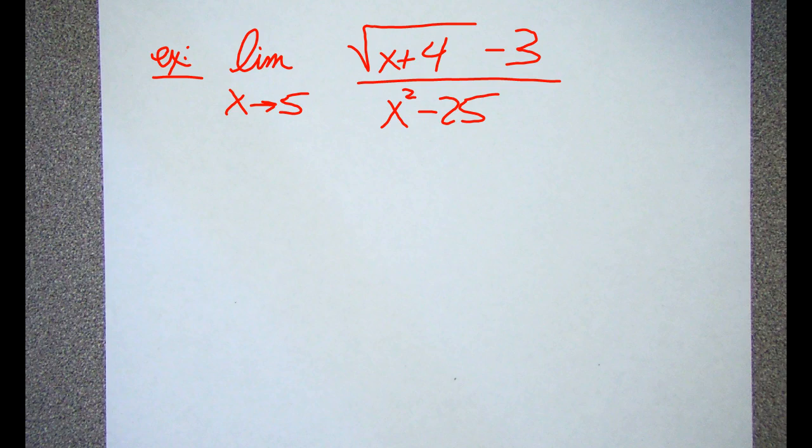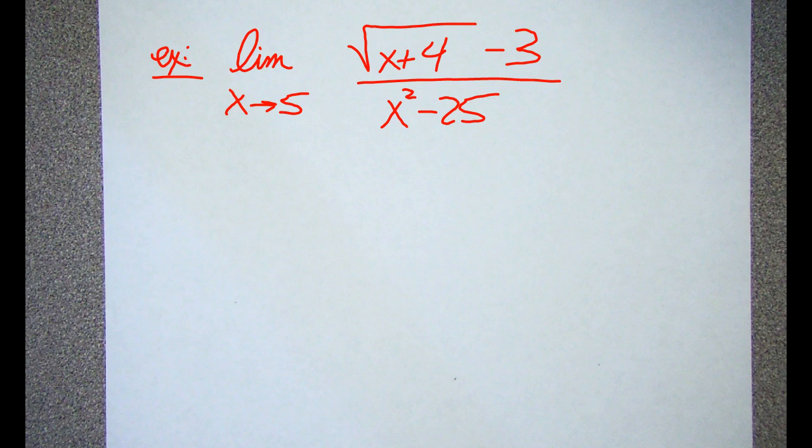Say I gave you that. So plug in 5, what happens? You get 0 at the bottom. Well, I can factor the bottom into x plus 5, x minus 5. But that's not really going to help me, right? I still have this square root thing on top.